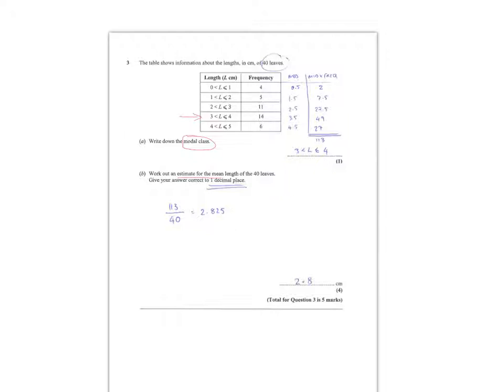So we calculate the midpoints of each group, 1.5, 2.5, etc. Multiply the number of leaves in that group by the midpoint to give us our column, midpoint times frequency. Sum that column, giving you 113, and divide that by the total frequency. Often this is told for you in the question, 40 leaves. 113 divided by 40 to one decimal place is 2.8.